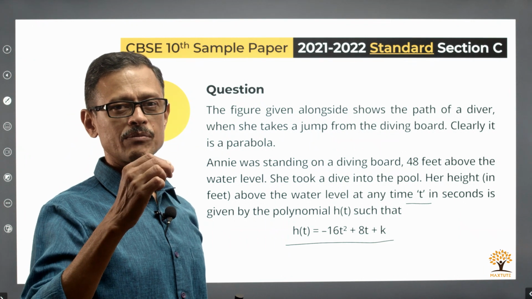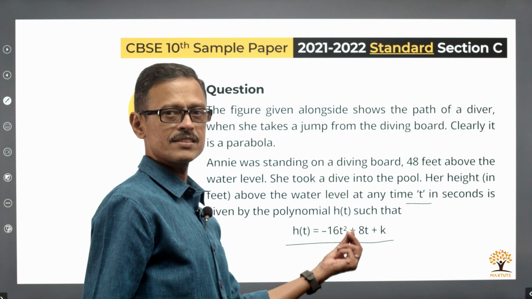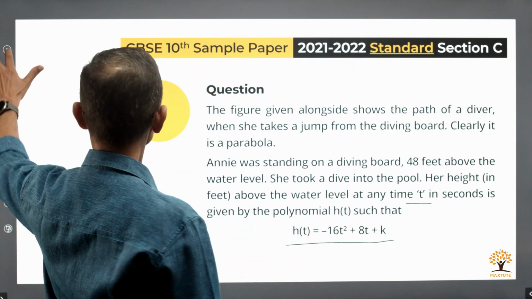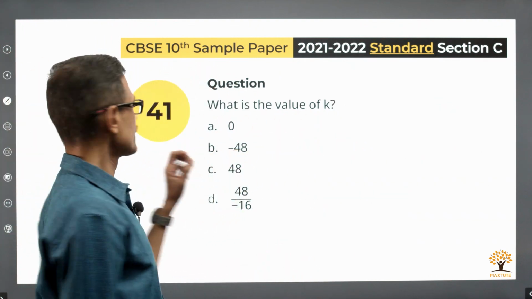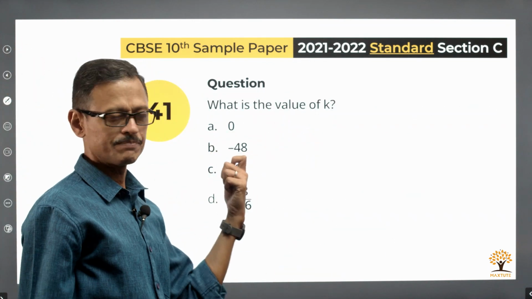So, at any point in time, how high is she going to be from the water level? That's going to be given by this, where t is the time in seconds. Let's look at what is asked. What is the value of k? This is a polynomial, and we need to find out the value of k.